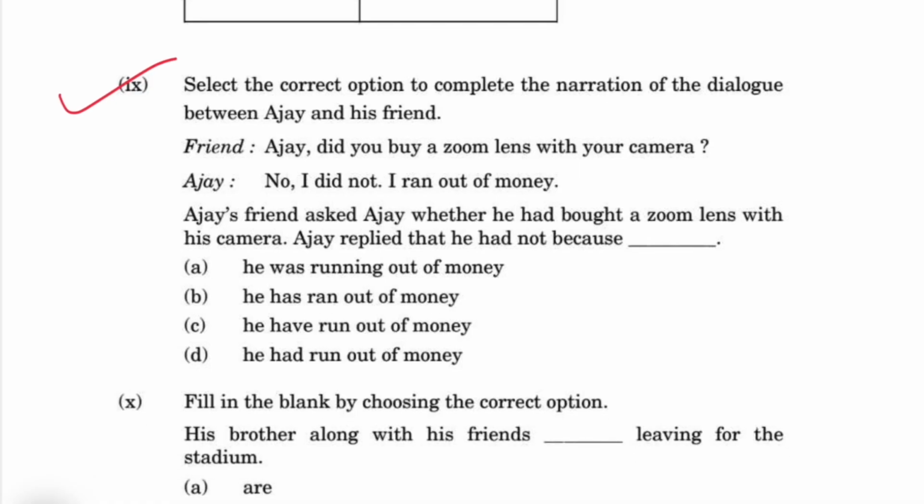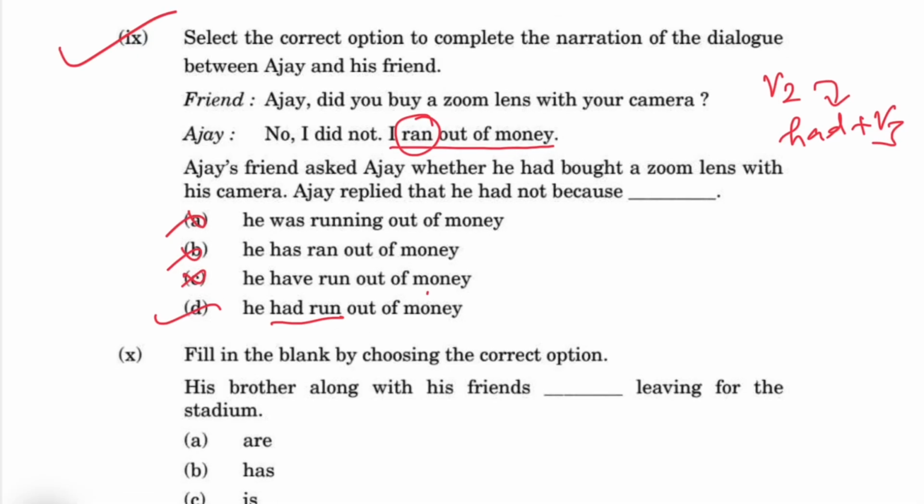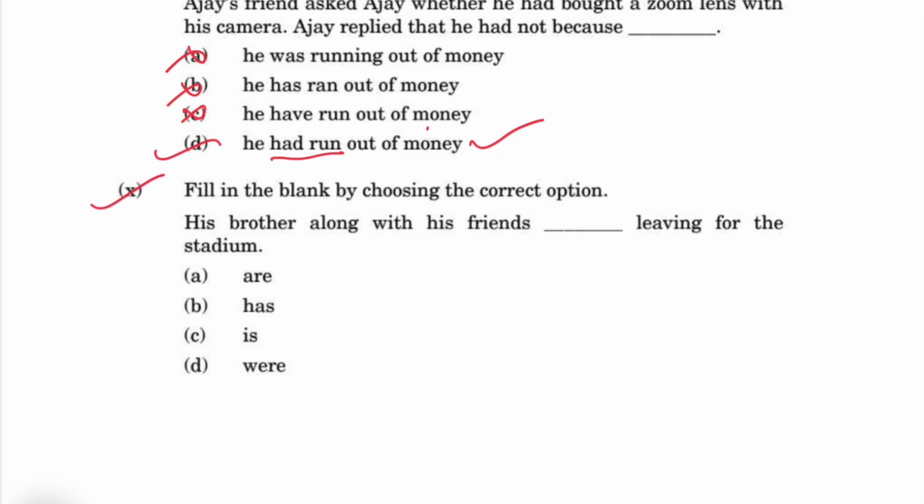Next one is of reported speech. We are to choose the correct option. First of all, see which part is to be changed: I ran out of money. So ran is the second form. Second form changes into had plus third form. So if there is "had run", here "have", "has" or "was", all three are wrong. This means within 10 seconds we can solve this kind of question.